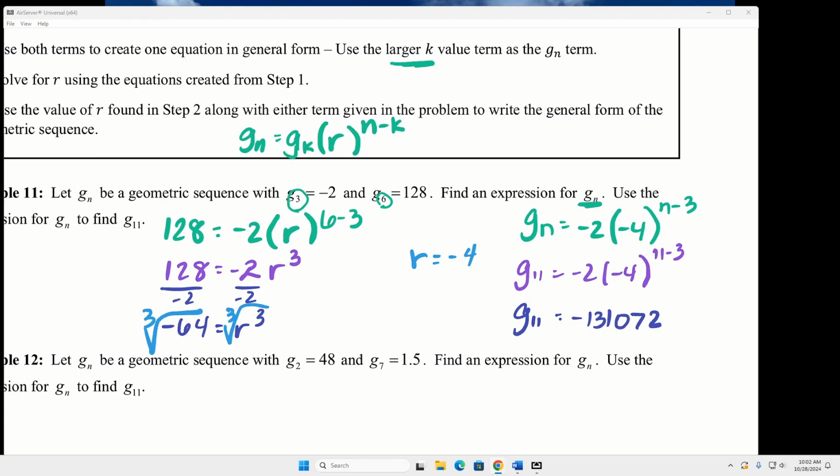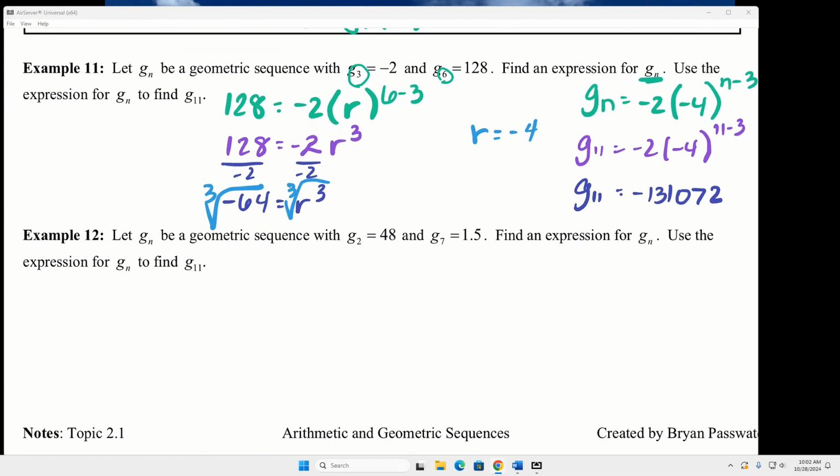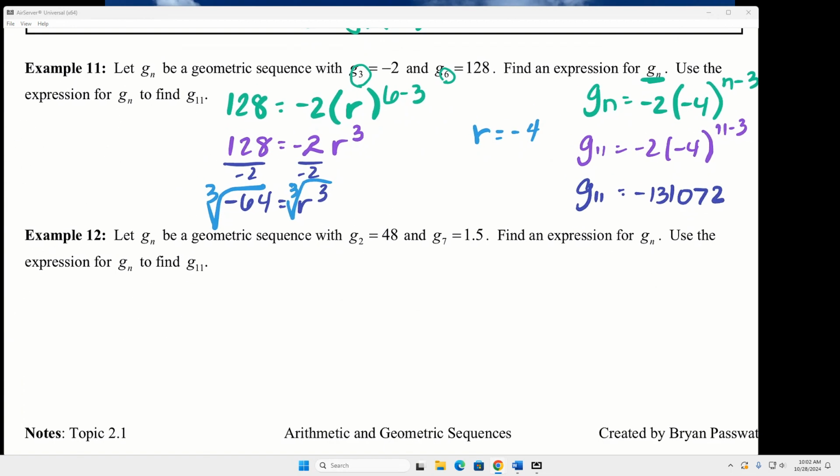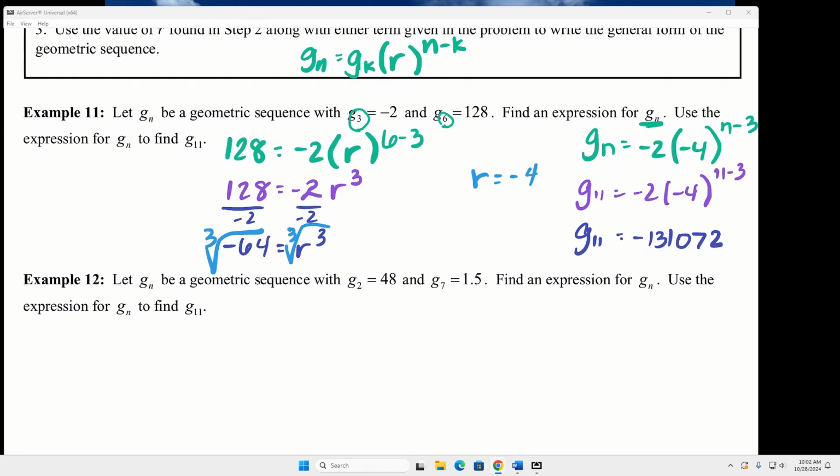Okay, we are going to do one more like that, and then you're probably going to have time to get finished in class. All right, so here we go. We have to set this up using this formula right here. So what is the first thing we need to write on the left by itself? 1.5. And so the larger term number is 7, so it would be the 1.5 equals 48. R is what we need to find, and it should be raised to the 7 minus 2.